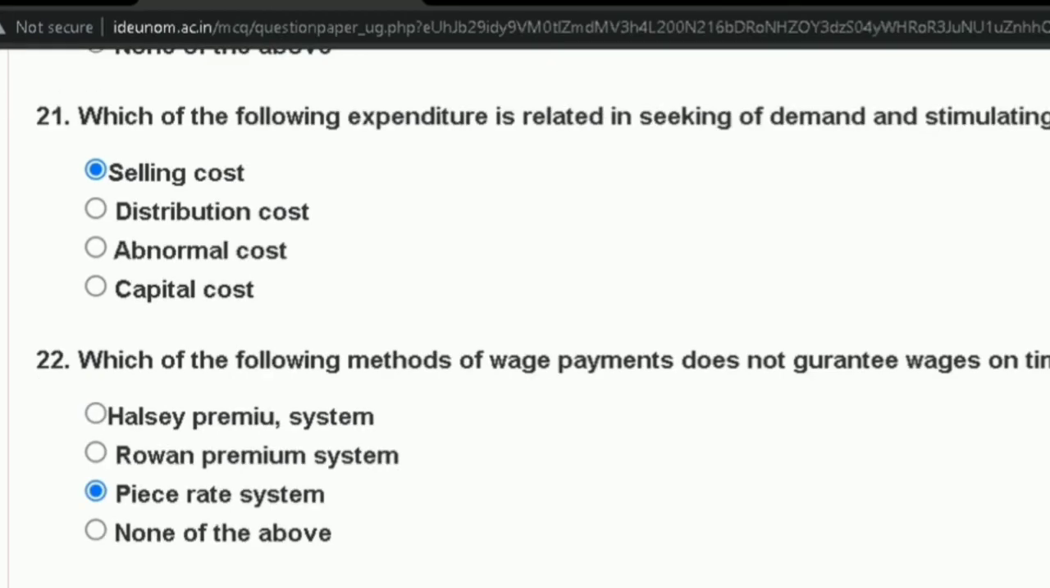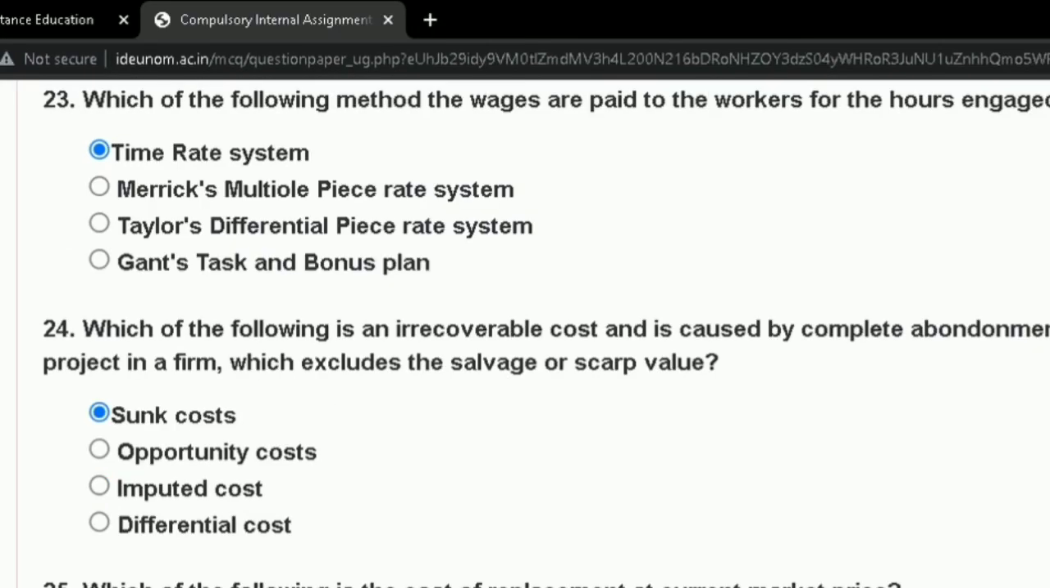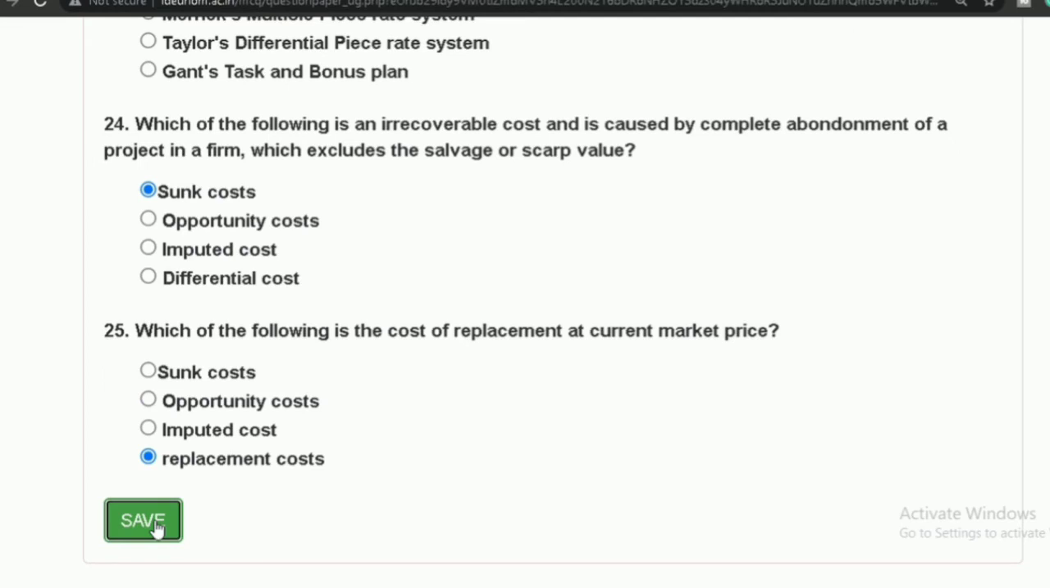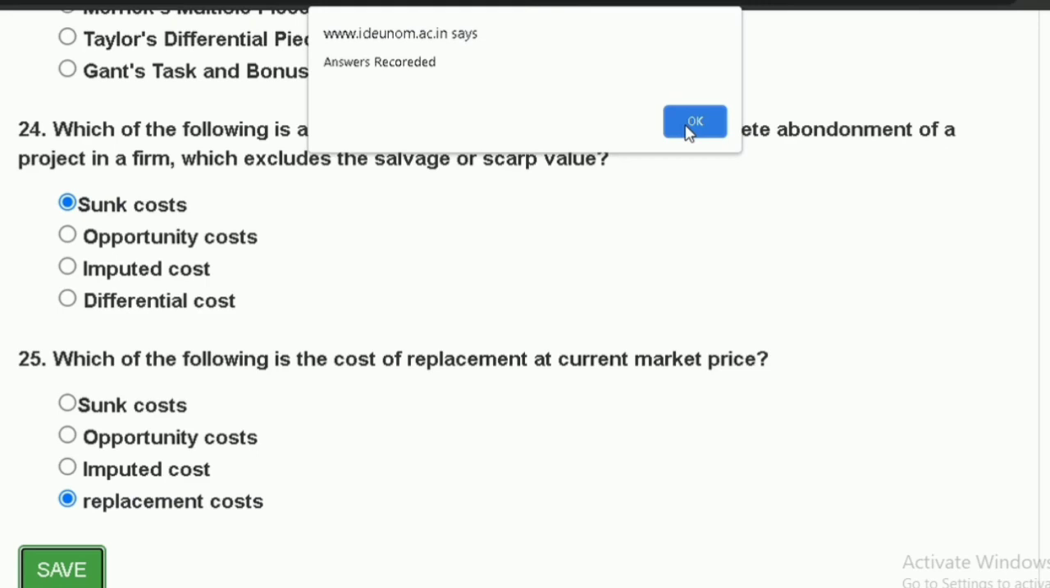22 is piece rate system, option C. 23 is option A, time rate system. 24 is sunk cost, option A. And at last 25 is option D, guys, dairy milk. Let's save this assessment. Take the screenshot.